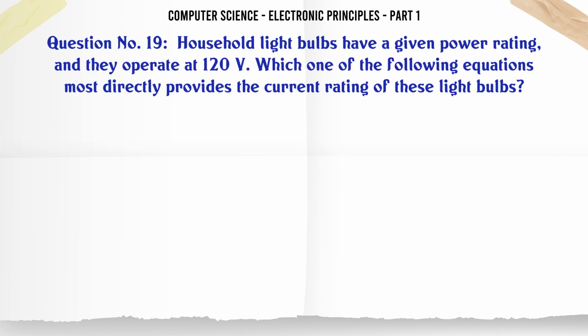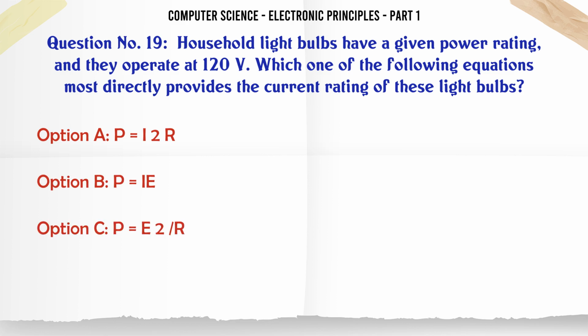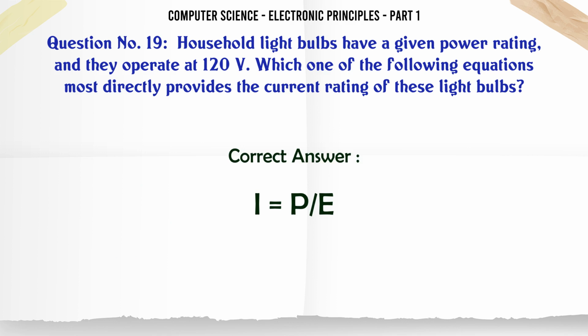Household light bulbs have a given power rating, and they operate at 120 V. Which one of the following equations most directly provides the current rating of these light bulbs? A. P equals I squared R. B. P equals IE. C. P equals E squared over R. D. I equals P over E. The correct answer is I equals P over E.